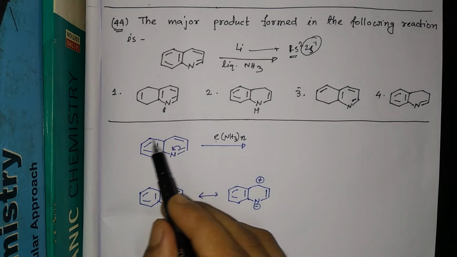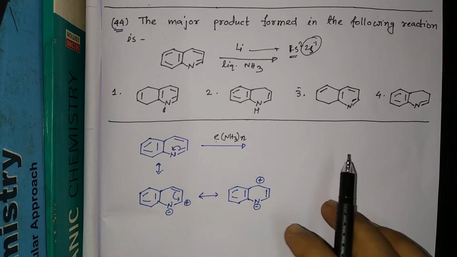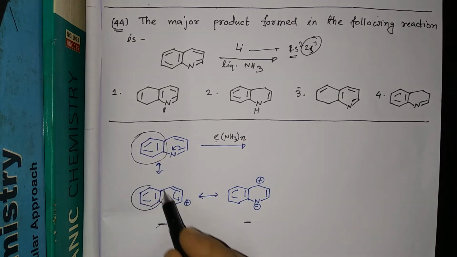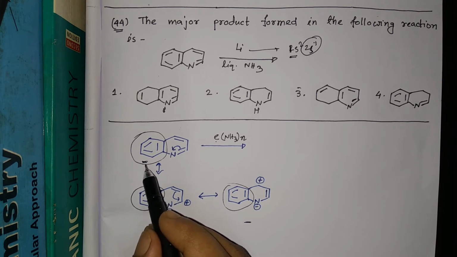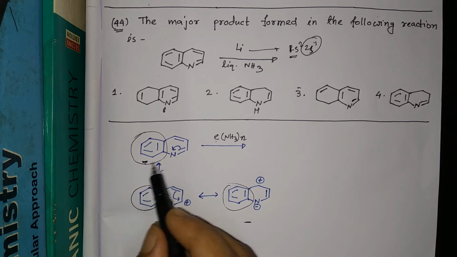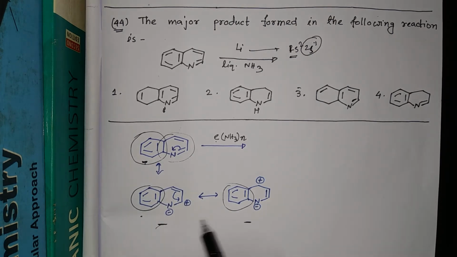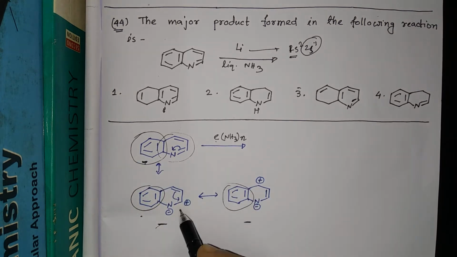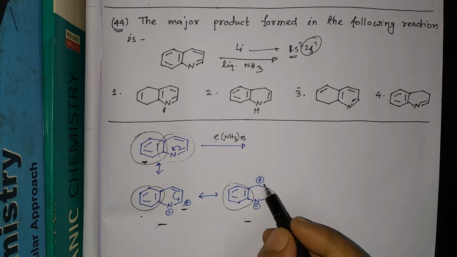This is our starting material, and if we go for resonance, it can give these 2 resonating structures. The ring is intact in both cases. We will not disturb this second benzene ring because this ring is more aromatic than the other ring. So these two are the most stable structures, and the electron will not disturb the aromaticity of this ring. Therefore, it will attack either the ortho position or the para position with respect to nitrogen.